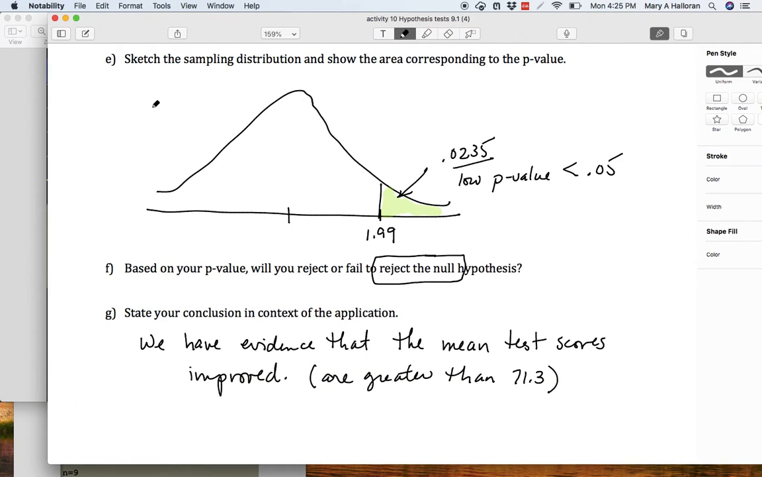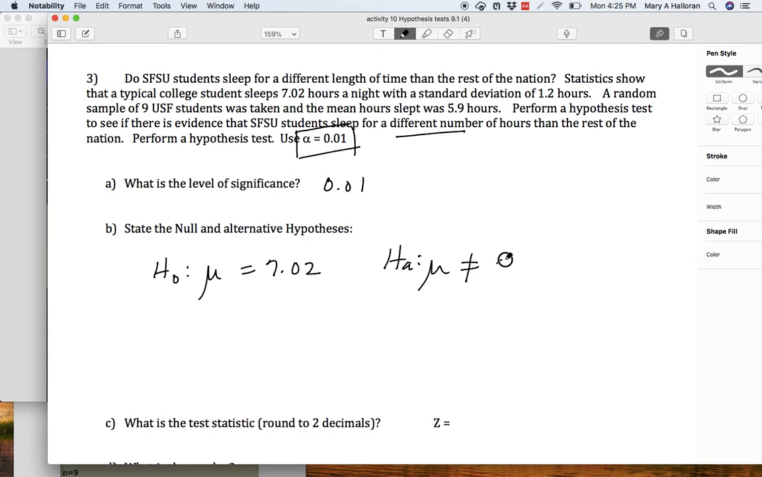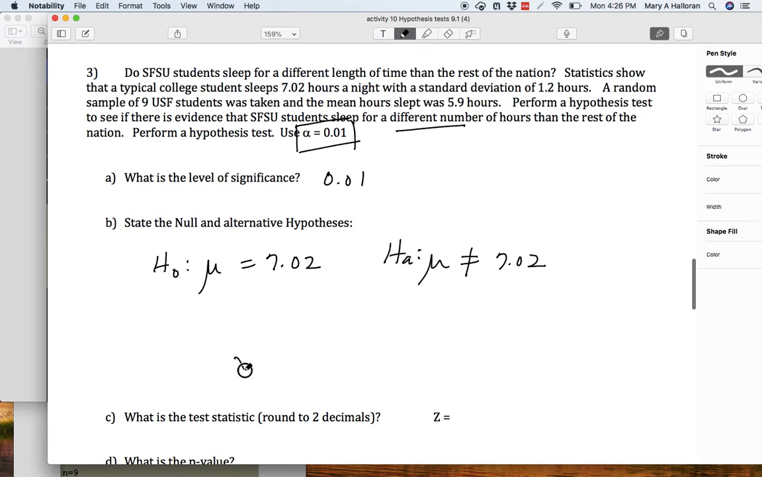Let me do the last one. Do students sleep a different length of time? This time we want to use a significance level of 0.01. So if students are no different, then the San Francisco State average sleep would be the same as a typical. We're testing to see if it's different. So this is not equal. We're not specifying higher or lower. My sample results were 5.9. I'm told the standard deviation is 1.2, and I sampled 9 students.